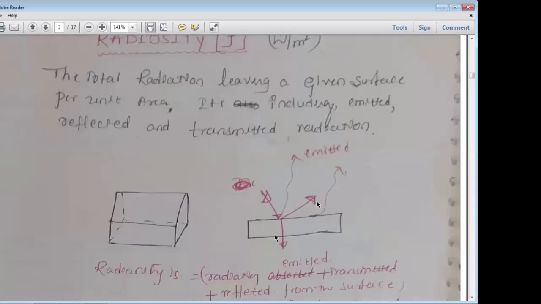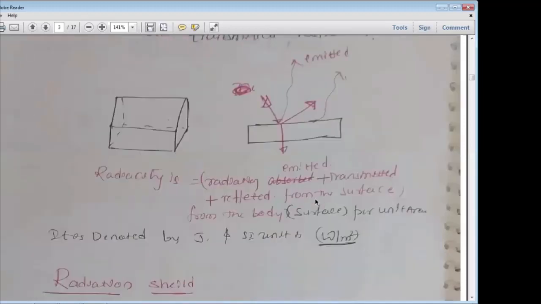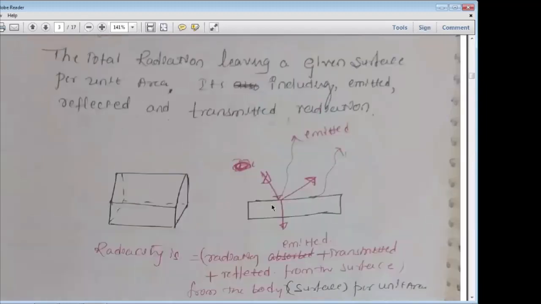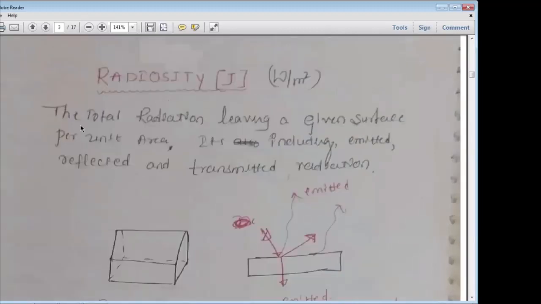We should not consider the radiation which is absorbed. Whatever radiation is absorbed by the body is not considered in the radiosity. So carefully read the definition: total radiation leaving a given surface per unit area, including emitted, reflected, and transmitted radiations, but not the absorbed.